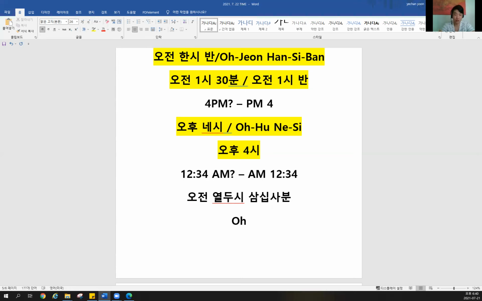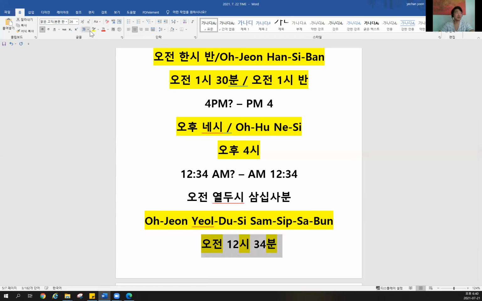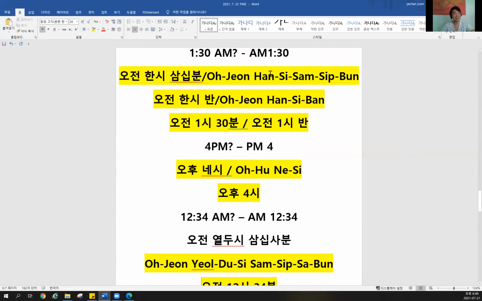Okay? So 오전 12시 34분. Okay? This one is how to say it. How about how to write it down, then, guys? Easy. 오전 12시 34분. That's all. This one's much easier to write down, right? Okay, please remember this. That's not that difficult.